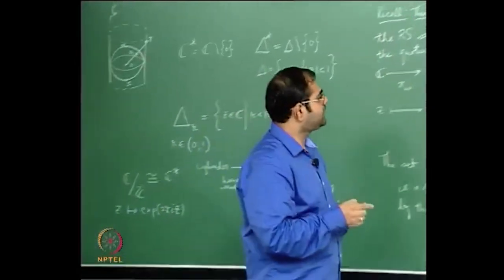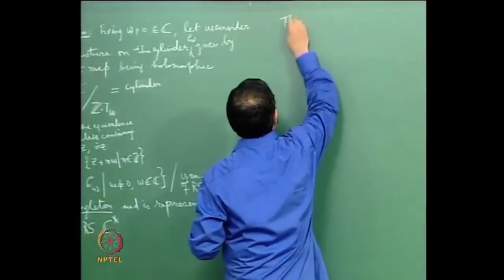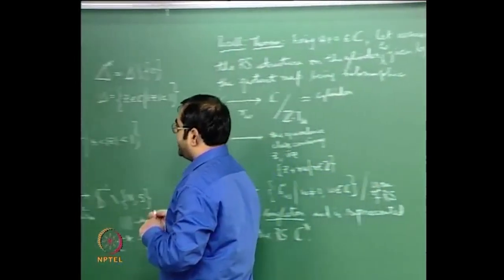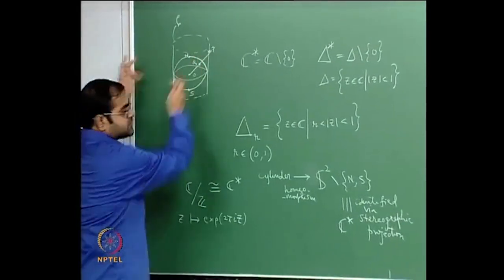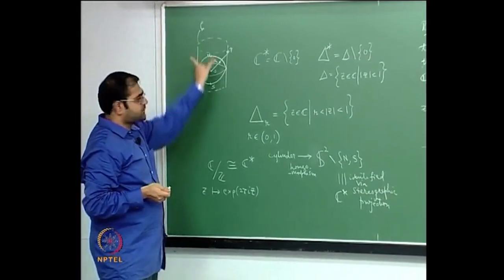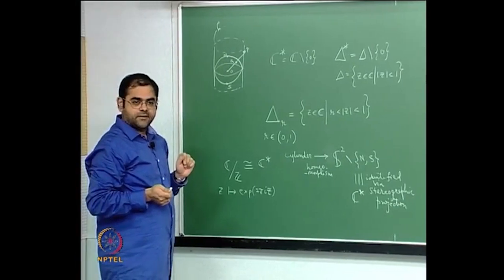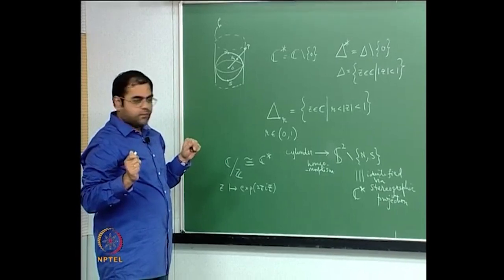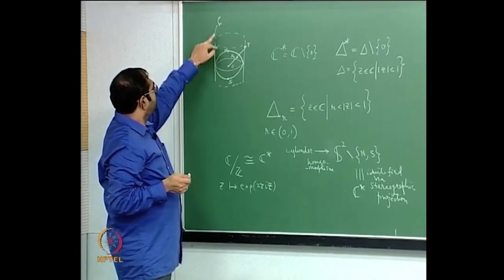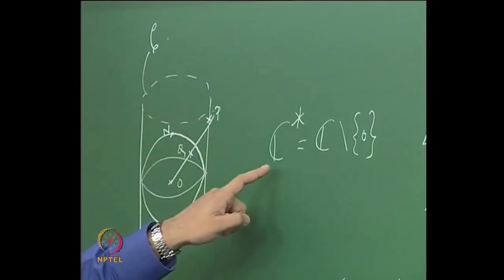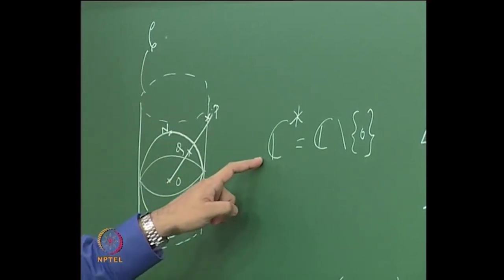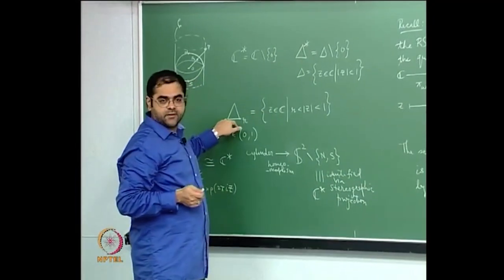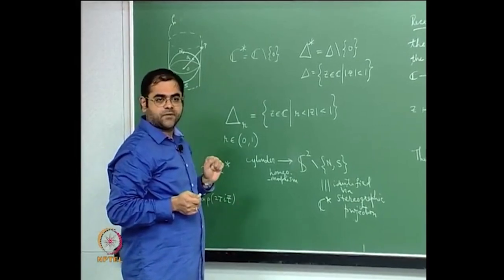Now I want to state another theorem. So here is the theorem. Now let me look at all possible Riemann surface structures on the cylinder. Notice that when I do this, the cylinder is also C star topologically, the cylinder is also delta star, and there are also the annuli. They are all homeomorphic.